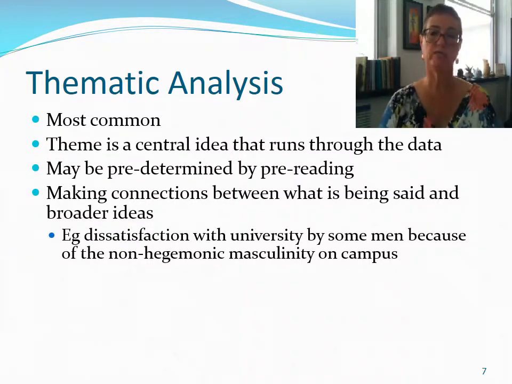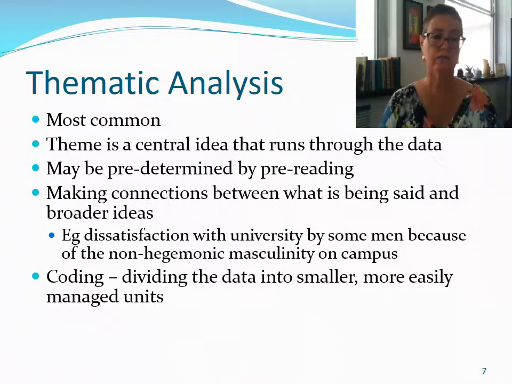Another example I've got here is the dissatisfaction with university by some men could be because of the particular type of masculinity, a non-hegemonic masculinity on campus, for example. So you connect up the detail at that micro level with some theories which position the data in a much broader context. And the idea of coding really is to chunk down your data, make it smaller, into more easily managed units. The coding and the categorizing is really just thinking about those themes. You could interchange those words: theme, code, category.